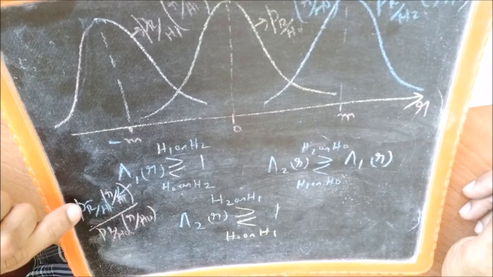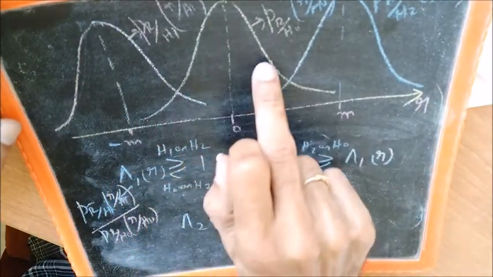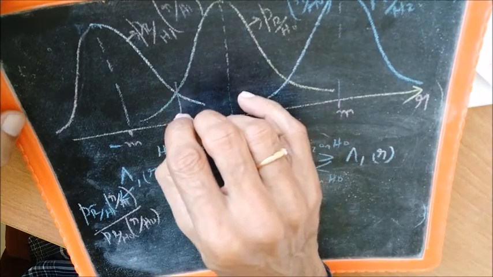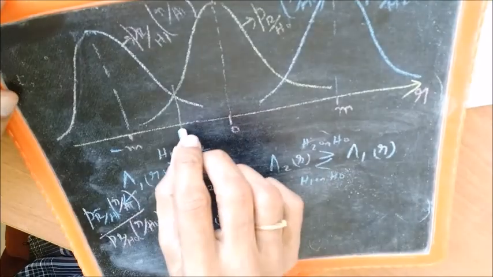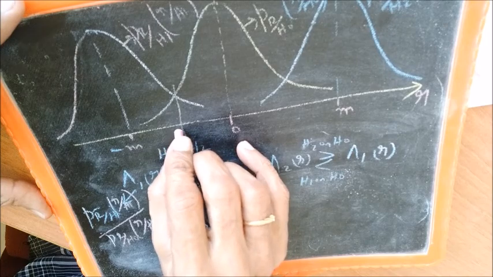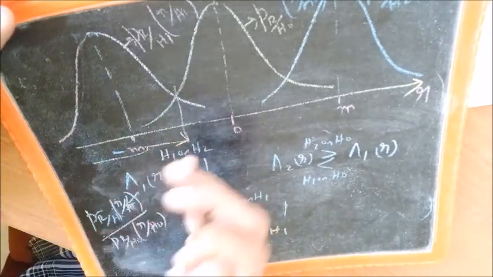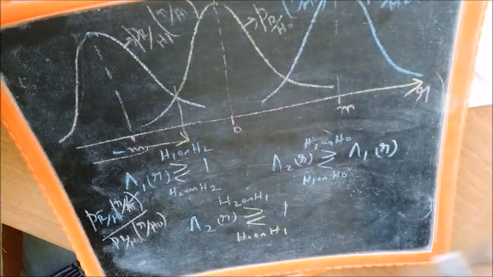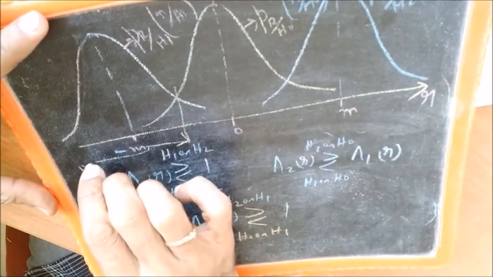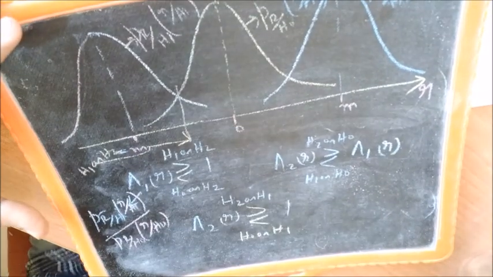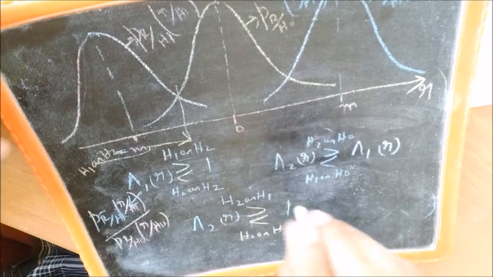So wherever PR H1 is more than PR H0, PR H1 is more than PR H0. So this is the region. PR H1 here is more than PR H0. So in this region, that is on the left here, where PR H1 is more than PR H0, we say it is either H1 or H2. And if PR H1 happens to be less than PR H0, it is either H0 or H2.